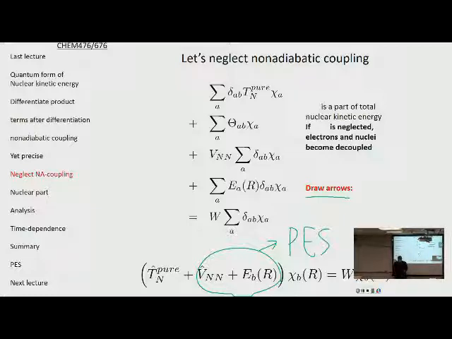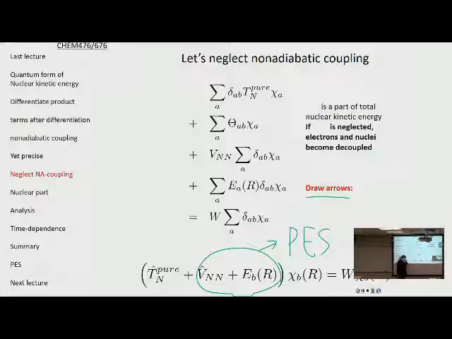So this transition from the overall molecular Schrödinger equation to a pair of equations, one for electrons and the electronic wave function and another for the nuclear wave function, is known as the Born-Oppenheimer approximation. Or if you are tired of speaking so many sounds, you can say BO approximation.